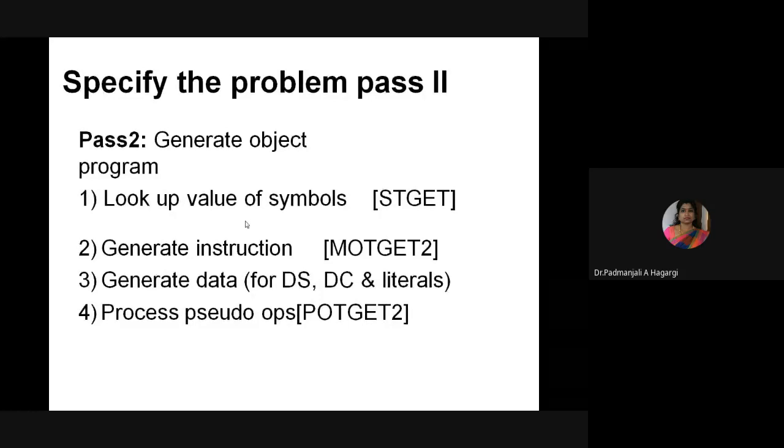In the pass two algorithm, what happens? It starts generating the object code, that is, the machine instruction. It generates the code based on the type of language used, like assembler or TASM, and based on the machine where that language is used, whether an 8-bit, 16-bit or 32-bit machine, and generates the instructions and the data, and processes those options of the program.